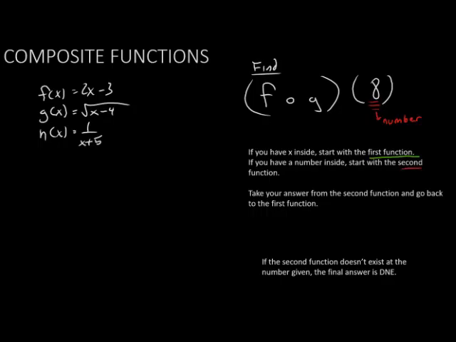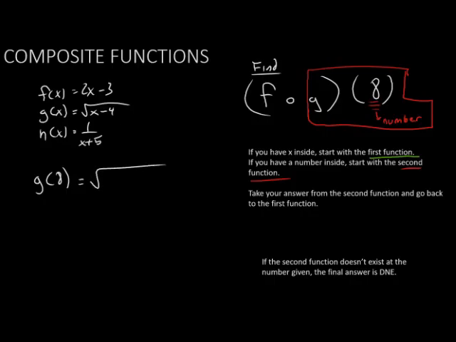We start with the second function instead, similar to if we were doing a domain problem. The second function here is g, so we're actually going to start with g first rather than f. So we'll begin by finding g at 8, which is the piece that I've boxed in. So we'll have square root of 8 minus 4. If we take 8 minus 4, we'll get square root of 4, and square root of 4 is equal to 2. That's our answer to g at 8.